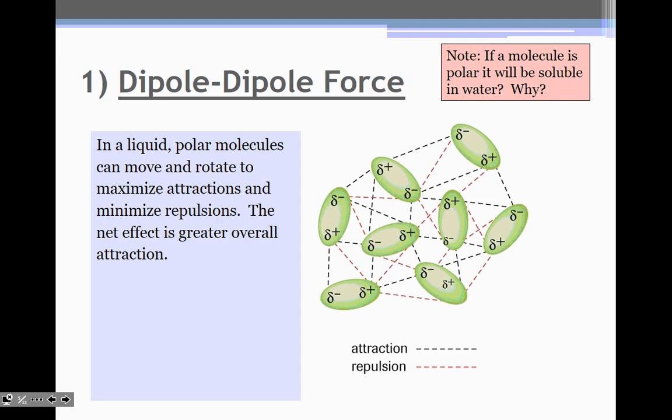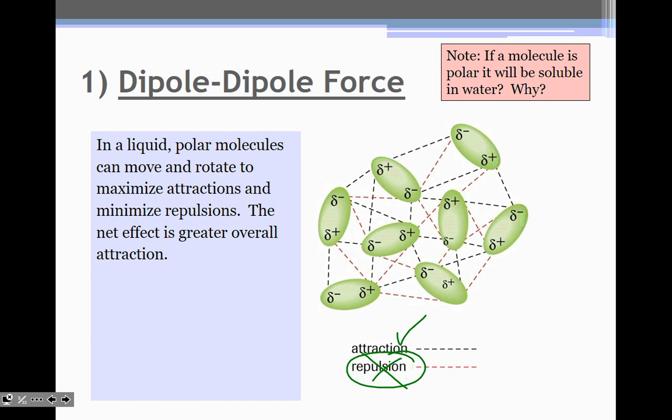So here's just another, deeper thinking about dipole-dipole force. In a liquid, for example, polar molecules can move and rotate to maximize attractions and minimize repulsions. The net effect is a greater overall attraction. So basically what that's saying, substances like water that are polar, they will rotate and move around, so the positive end is mostly attracted to the negative end. Positive and negative attract. They try to move around so there's fewer repulsions and more attractions.